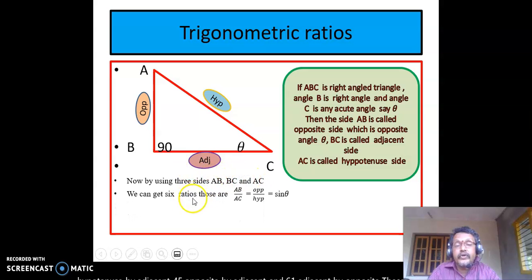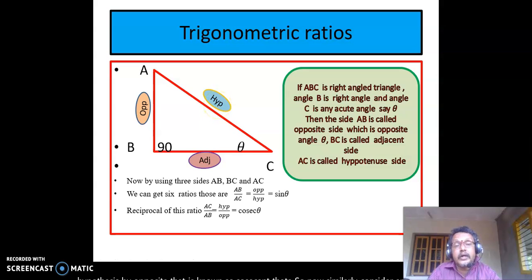So now we can get 6 ratios, that is AB by AC, opposite by hypotenuse. This is called the sine of the angle theta. Simply we call it sine theta. So opposite by hypotenuse is called sine theta. Consider the reciprocal of that one, that is AC by AB, hypotenuse by opposite, that is known as cosecant theta. Similarly consider another side BC by AC, adjacent by hypotenuse, that is known as cos theta.